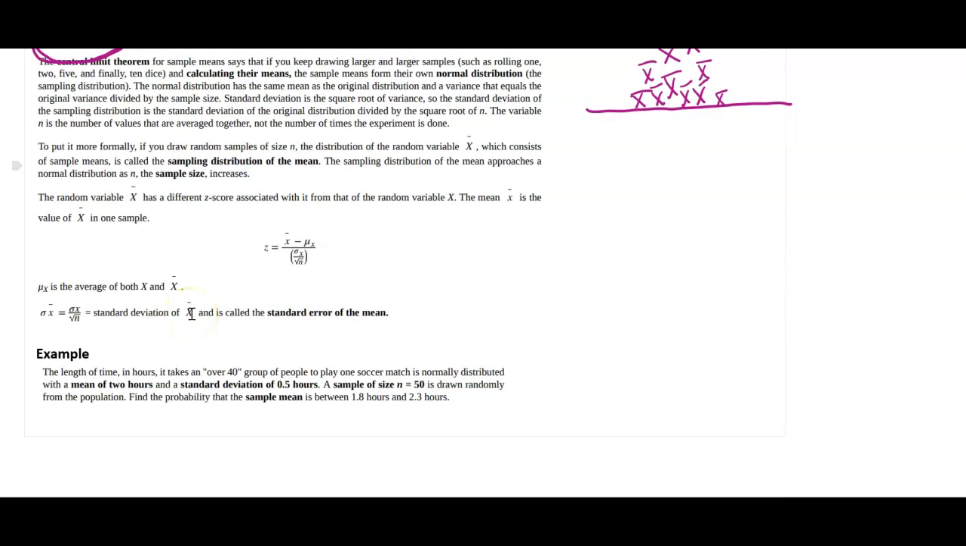Now, the random variable x bar has a different z-score than the one of x because its standard deviation is different. It is smaller. So it's very important that you know whether you are talking about a population x or one instance of your population, or whether you're talking about the sampling distribution of sample means and figuring out where that mean is in that distribution. So let's look at an example.